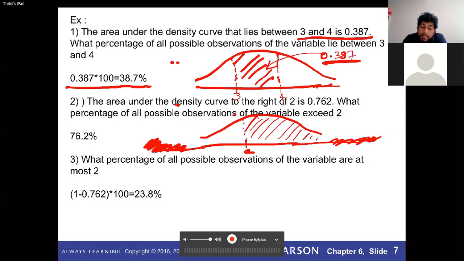The area under the curve to the right is 0.762. What percentage of all possible observations of the variable exceed 2? To the right of 2 and exceeding 2 are the same, right? So they have given the probability value, or area, 0.762. You simply multiply by 100 to get the percentage. So the percentage is 76.2.